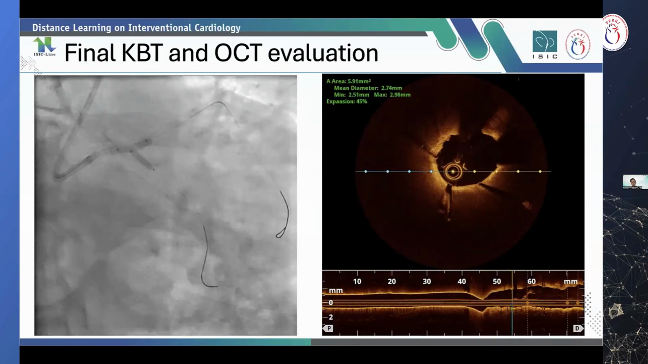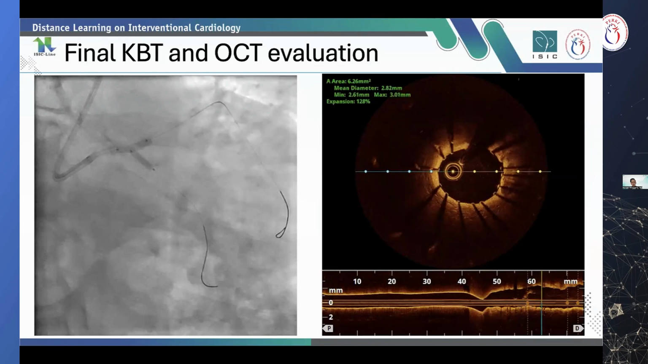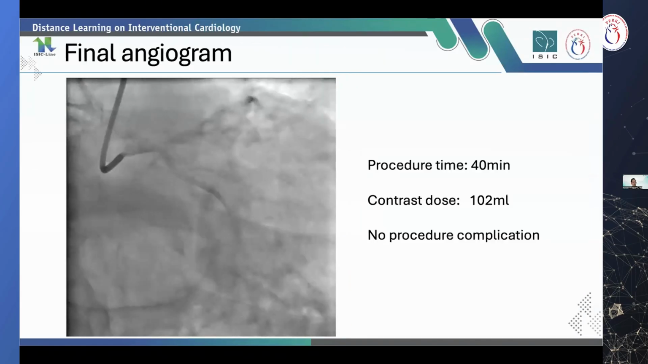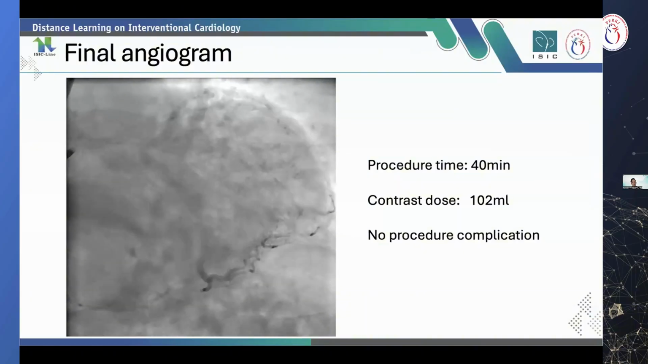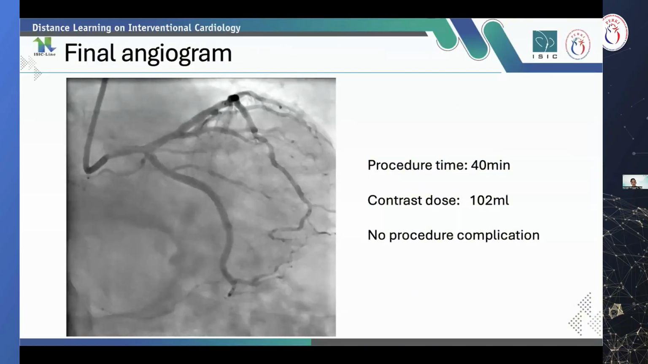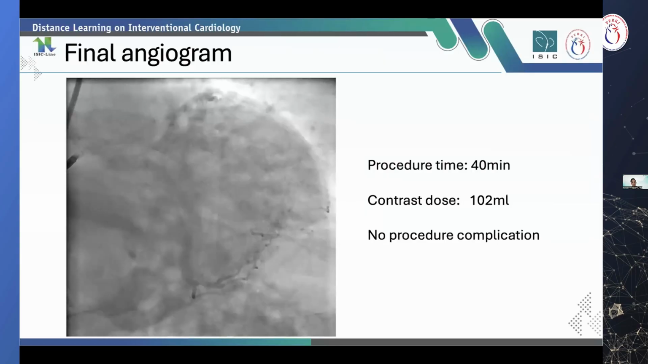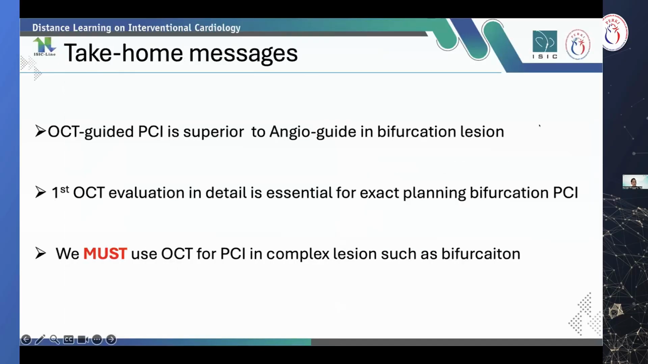So we can see very good deposition in the left main, even with the distal part of the LAD. And this is the final angiogram. Procedure time is just 40 minutes, and the contrast dose is just 100 mL. There was no procedure complication.